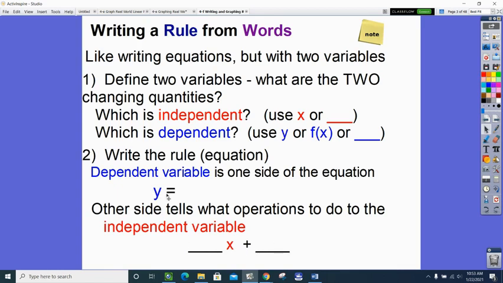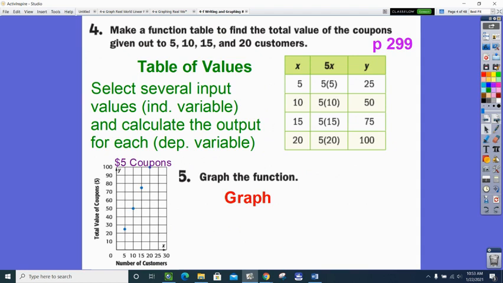So it'd be Y equals something being multiplied by the input variable, oftentimes adding a value, sometimes subtracting. The best thing to do is kind of do an example. Again, we just looked at the one on page 299 with the coupons. They kind of told you what to do here. You take your information in words, you write a function rule, you create a table, and then you do a graph. At the end, you decide whether you're going to put the line in.